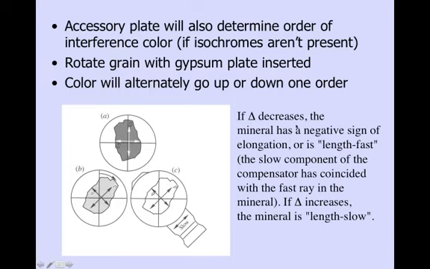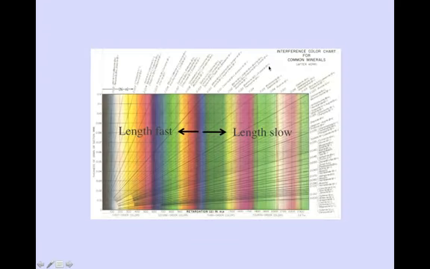If the retardation decreases, the mineral has what's called a negative sign of elongation, or is called length fast. That means the slow component of the gypsum plate has coincided with the fast ray in the mineral. And if retardation increases, the mineral is called length slow, and it has a positive sign of elongation. So if it's length slow mineral, you see an increase in the interference color. If it's a length fast mineral, then you see a decrease in interference color.